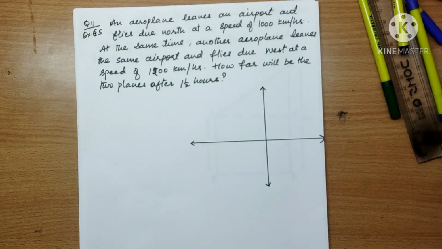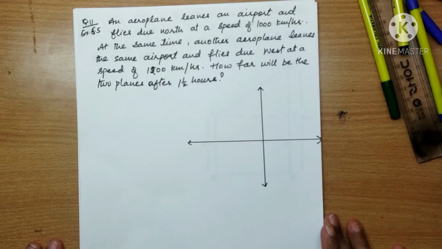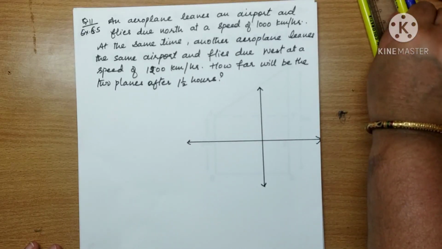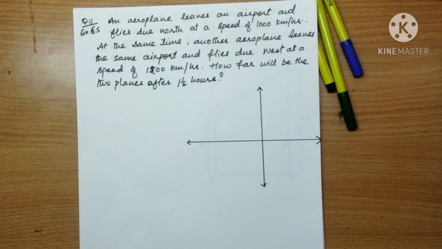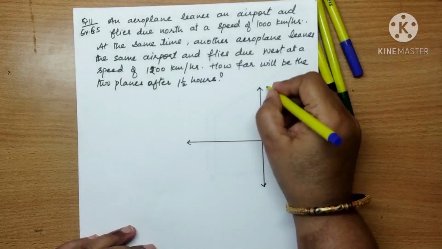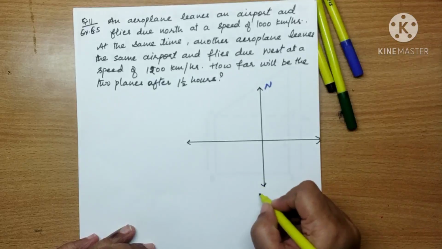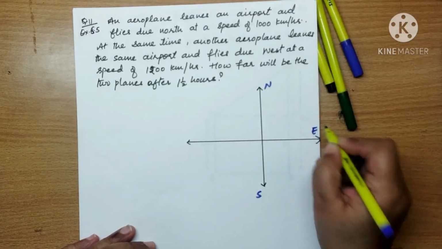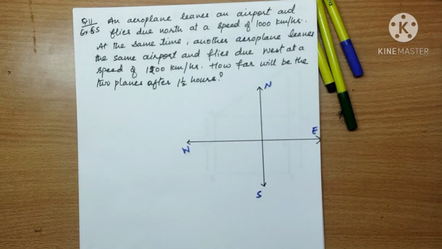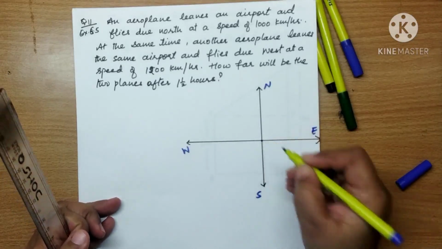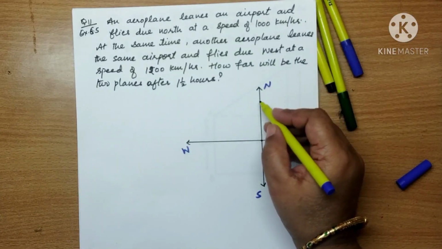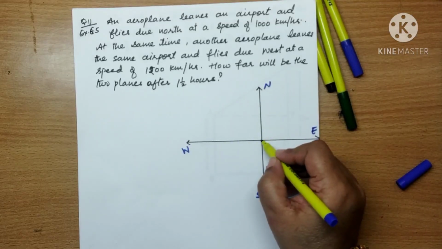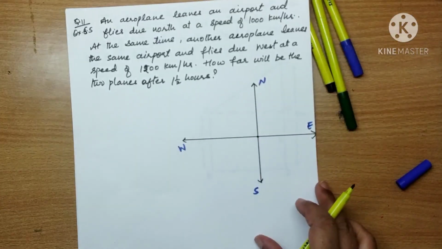Now we'll start with question number 11. Question number 11 says, an aeroplane leaves an airport and flies due north at a speed of 100 km per hour. So this is north, this is south, this is east, and this is west. Suppose this is the airport, the plane leaves this and flies due north. So it leaves the port and goes in this direction.